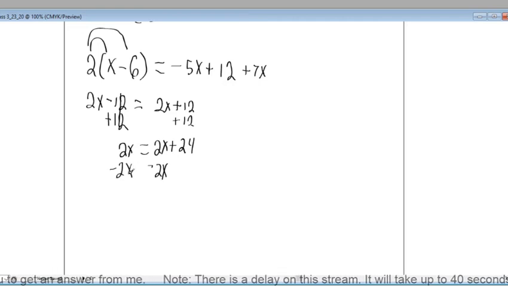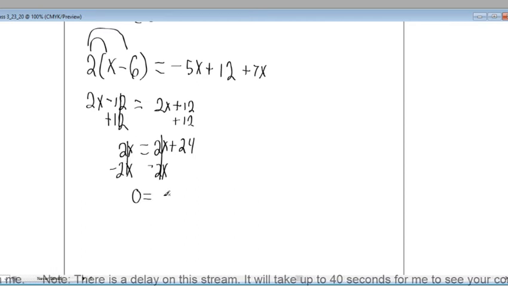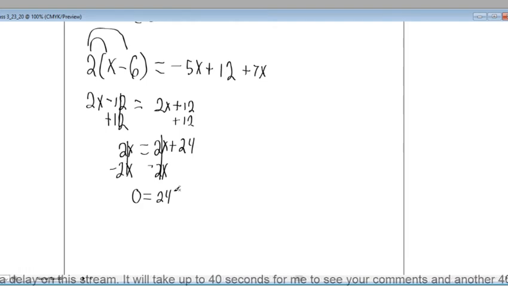So subtract 2x from both sides. That cancels there. It also cancels there, giving us 0 equals 24. Well, that absolutely cannot be the case. We cannot have 0 be equal to 24. They're not the same number. So again, this is a contradiction.